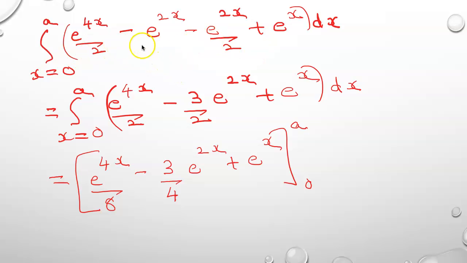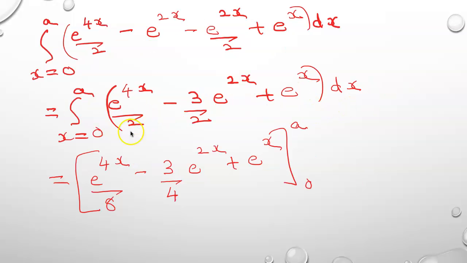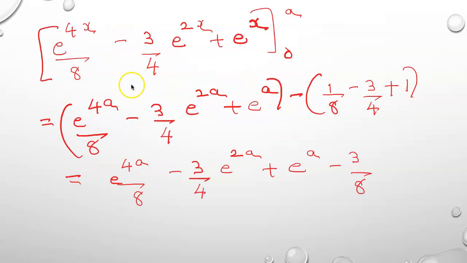So simplifying this, you get integral over x e raised to 4x by 2. You can take these two together. So I get minus 3 by 2 e raised to 2x plus e raised to x dx. Now you can integrate with respect to x. So you get 1 by 8 e raised to 4x by 4, which is 8. 3 by 2 e raised to 2x by 2, which is 4, plus e raised to x within the limit 0 to a. We had stopped at this.